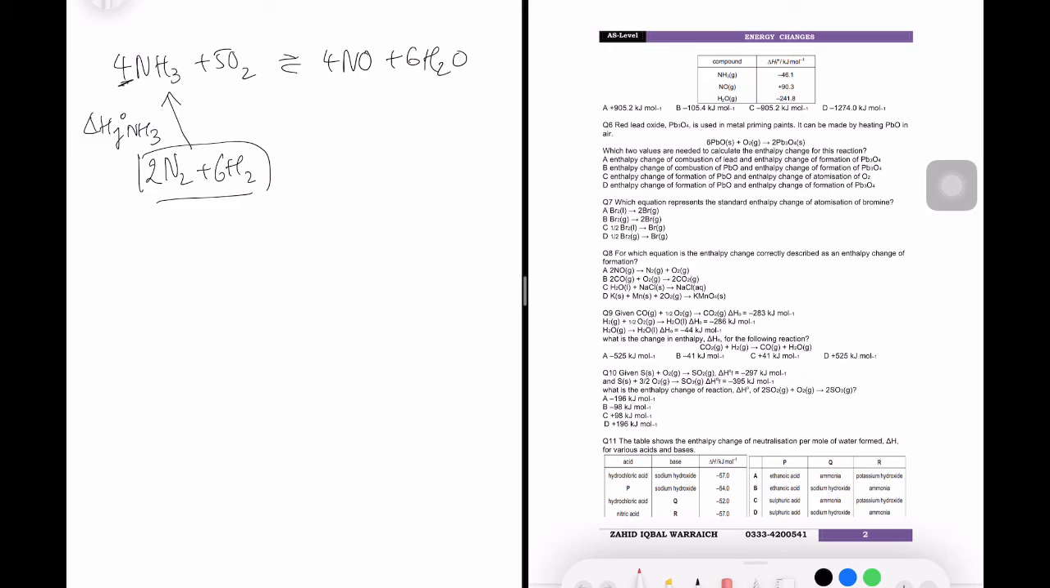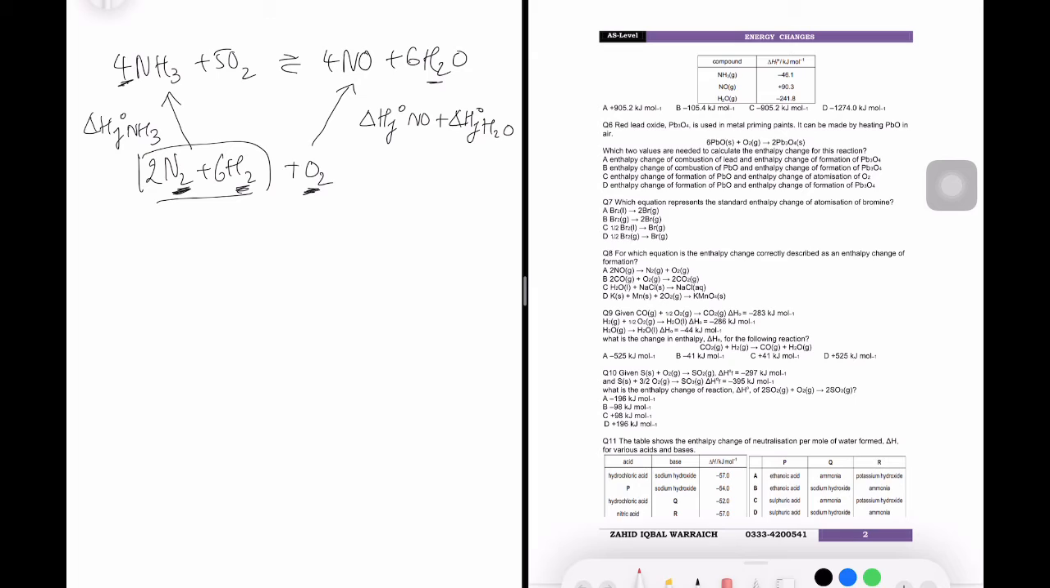Next is for NO. So to go from the constituent elements to NO, you have to use nitrogen and oxygen. So I can write oxygen here, and so this nitrogen can combine with these oxygens to make NO. And you can also see that hydrogen can combine with oxygen to form water here. So this process will correspond to the delta H formations of NO plus the delta H formations of water.